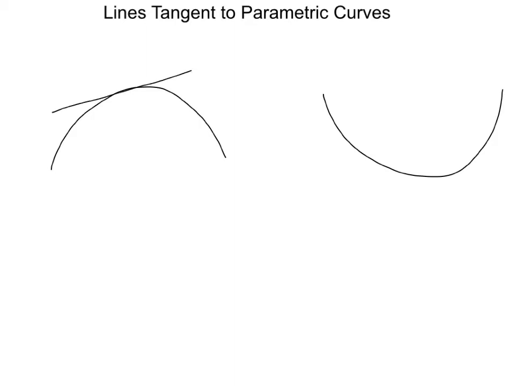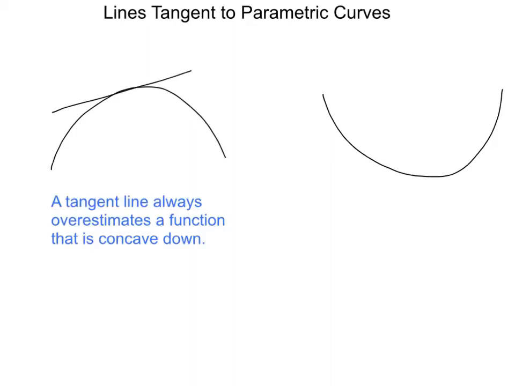So one of the uses that we had for concavity when we learned about it in the first year calculus course was we learned that when a function is concave down, it's like this. When a function is concave up, it looks like this. But one of the things we used for it is that when you use a tangent line to approximate a concave down function, we remember that the tangent line always overestimates a concave down function.